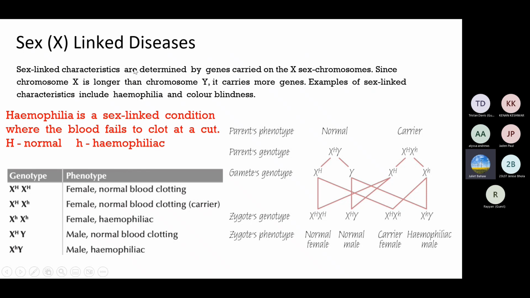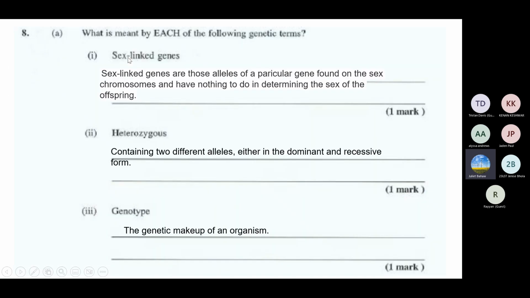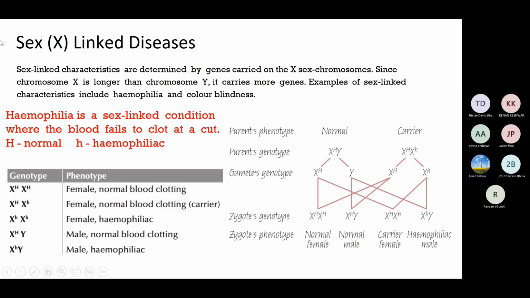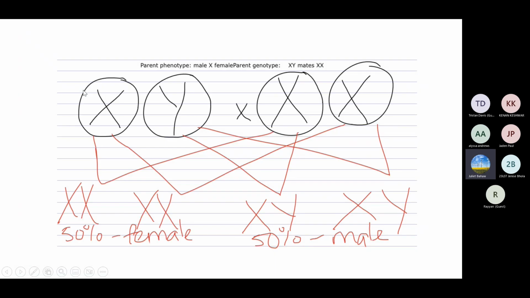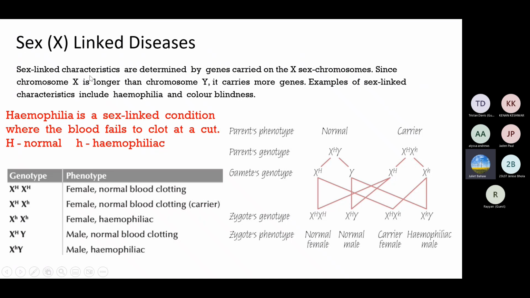So let's go through sex-linked diseases. Now, sickle cell anemia is not a sex-linked disease. This is a regular genetic disease. Sex-linked diseases are different. This is when you have a disease where the allele is found on the X chromosome. So since we already look at the sex chromosomes here, we have to know what a sex-linked disease is. The only two that you have to learn in your syllabus will be hemophilia and color blindness.